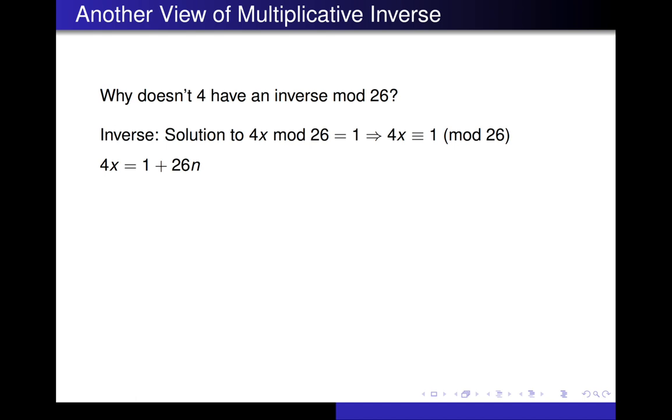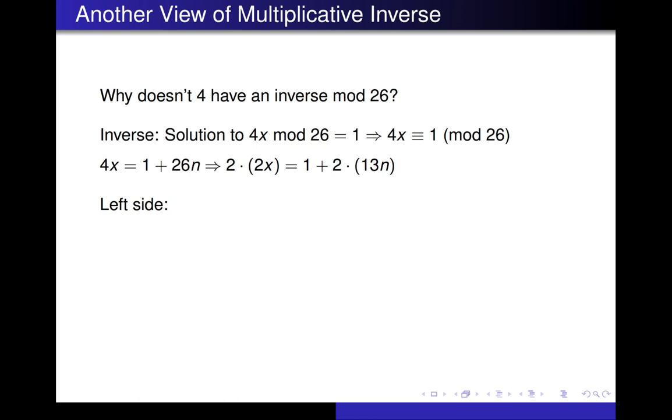I'm going to rewrite that in a slightly different way. I'm going to write the 4 as 2 times 2, so you get 2 times 2x on the left-hand side. And then I'm going to write 26 as 2 times 13. Notice that the 2 times 2x and the 2 times 13n each have a factor of 2. And then you're adding 1 to the number on the right side of the equation.